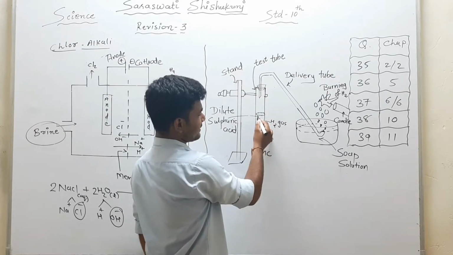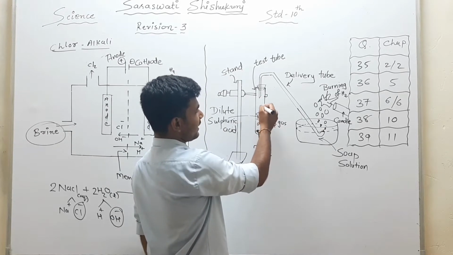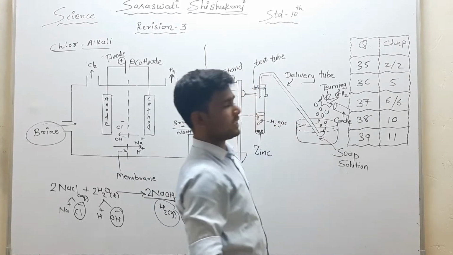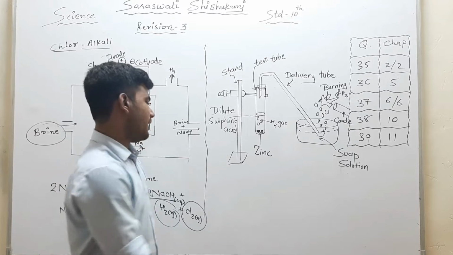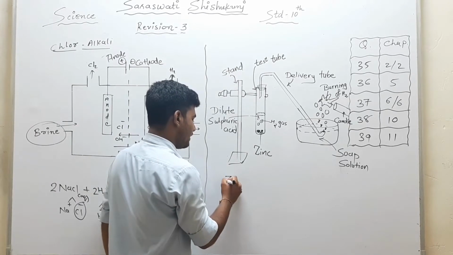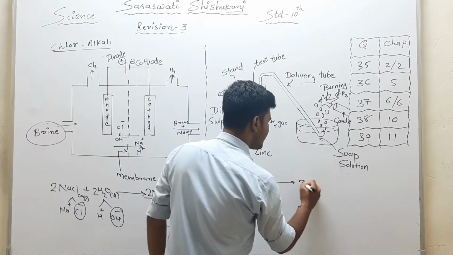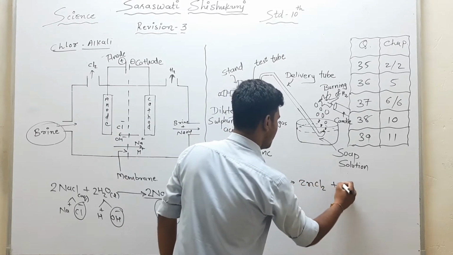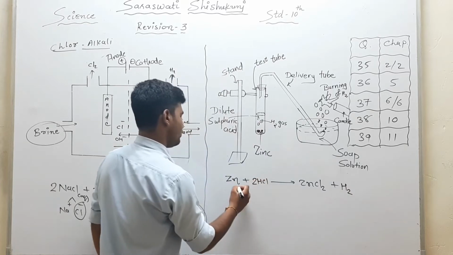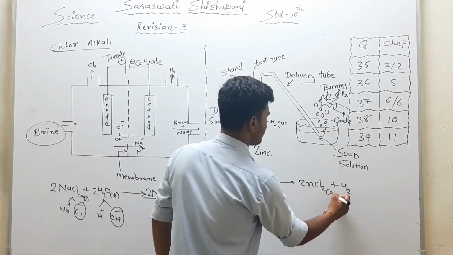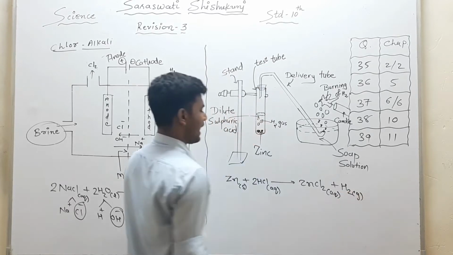As you can see, this hydrogen gas gets evolved, and it is collected by downward displacement of water. Now beta, if we want to write its chemical equation, how can we write it? Zn plus HCl gives ZnCl2 plus H2. Zn is in solid form, HCl is aqueous, ZnCl2 is also aqueous, and H2 evolves as gas.